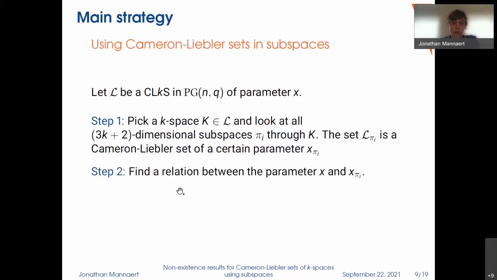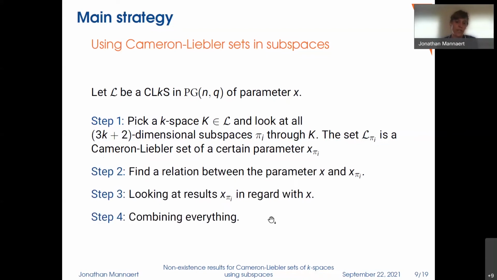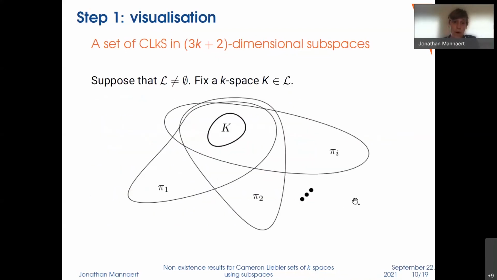Step 2, we will find a relation between the parameter x and x_pi, and that we will do with a double counting. Step 3, we look at results for x_pi in regard to x. So we're going to try to find some results for x_pi and try to obtain a result for x. And step 4 is actually combining all this stuff above. So let us first take a look at step 1.